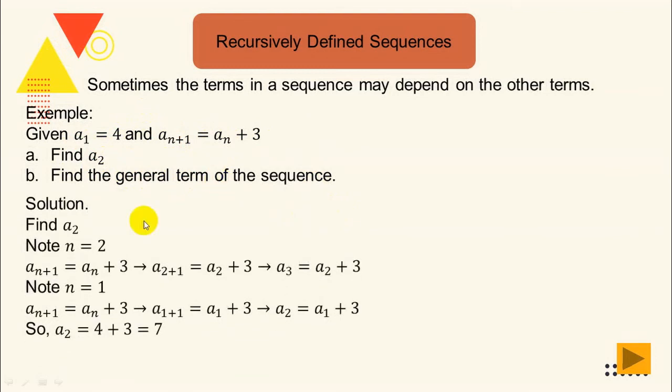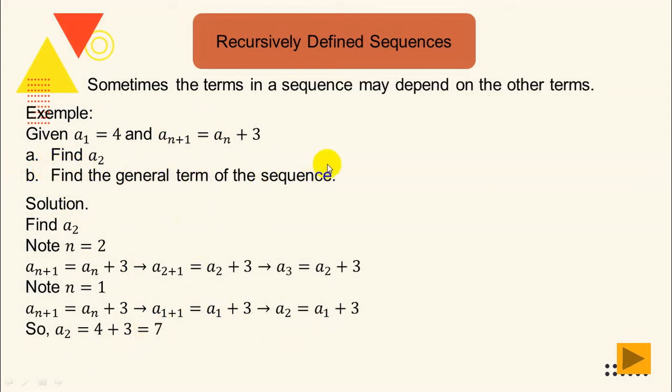Okay, to find a2, we have n equal 1, so that means the term number is 2. So you need to substitute into a_(n+1) equal a_n plus 3. This one is from the equation, and then you substitute n equal to 1 into this formula. So a_(1+1) is equal a1 plus 3. The second term is equal the first term plus 3. Because they're talking about a2, you can substitute a1 is 4 and then plus 3. So the result will be 7, sorry.